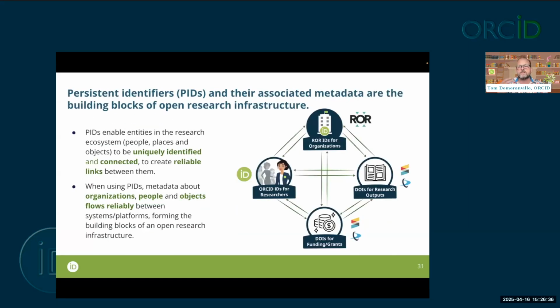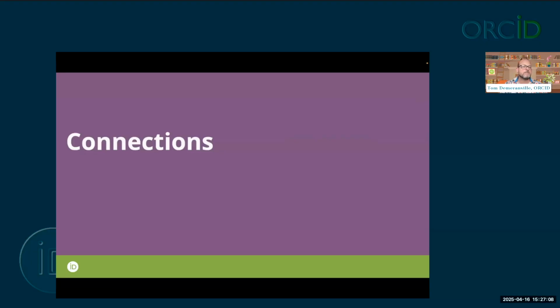And together, all these persistent identifiers and the associated metadata really are the building blocks of open research infrastructure. We just saw some really good examples of places reusing ROR. But that powers an awful lot of other things like reporting and integrity checking and all these other use cases. They're powered by solid metadata foundations, and this is where persistent identifiers come in. They need to be reliable, and the information needs to flow from system to system. So I'll talk a bit about the connections.